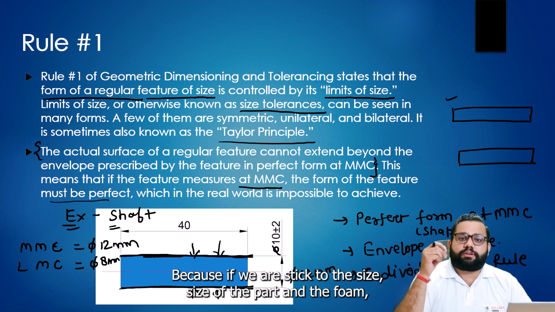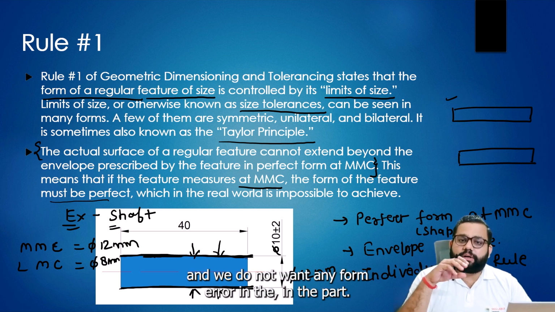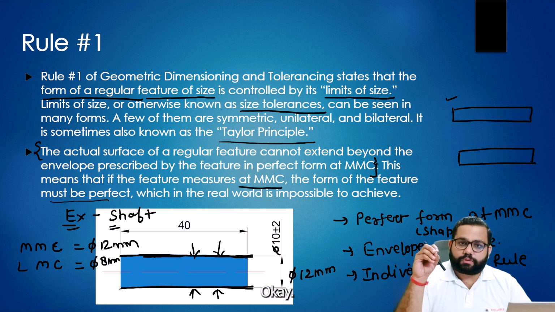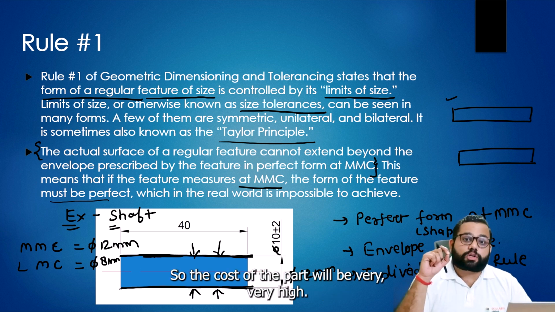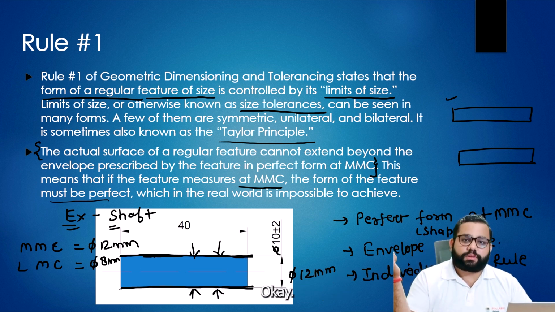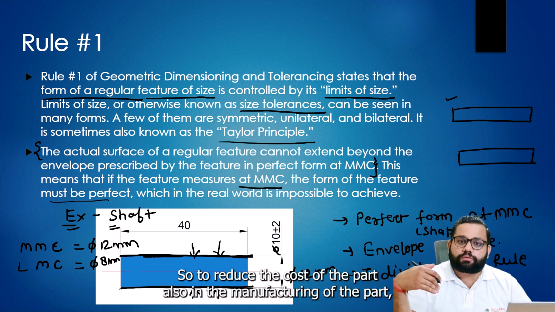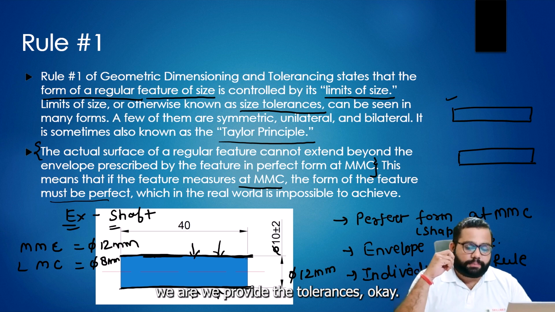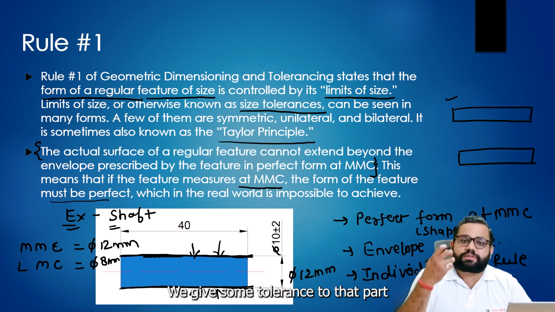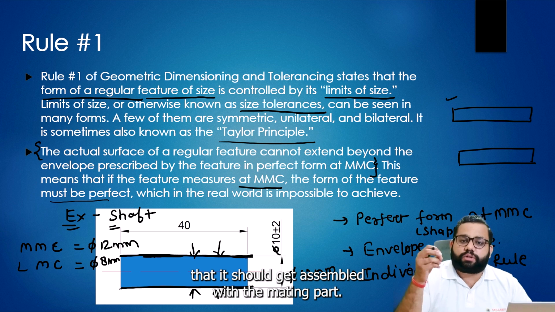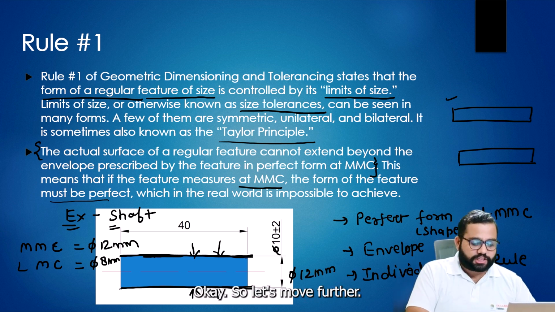Because if we are strict on the size of the part and the form, and we do not want any form error in the part, the cost of the part will be very, very high. So to reduce the cost of the part in manufacturing, we provide tolerances. We give some tolerance to that part so that it should get assembled with the mating part. Okay. So let's move further.